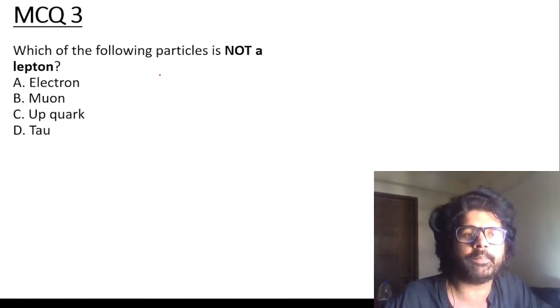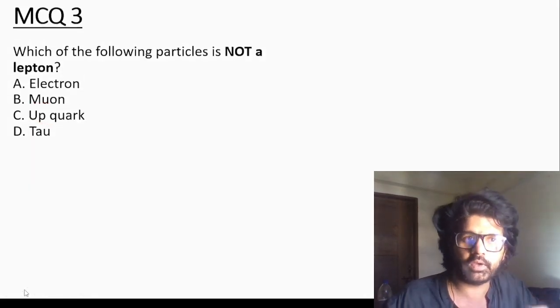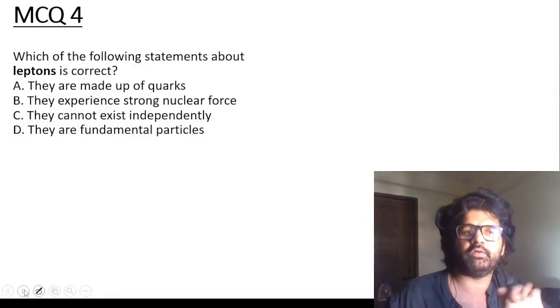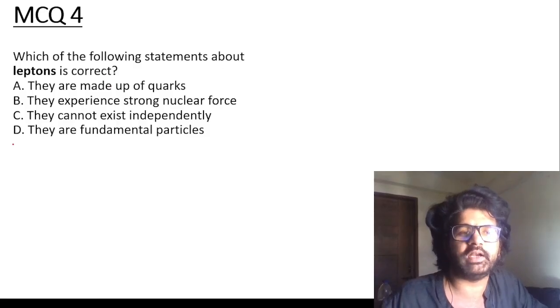Which of the following is not a lepton? Up quark, it's a quark. Electron, muon and tau, they are leptons. Now, if you don't connect these things together, you may find it difficult to understand. Hope you are understanding some part of it. Which of the following statements about leptons are correct? They are fundamental particles, just like quarks.